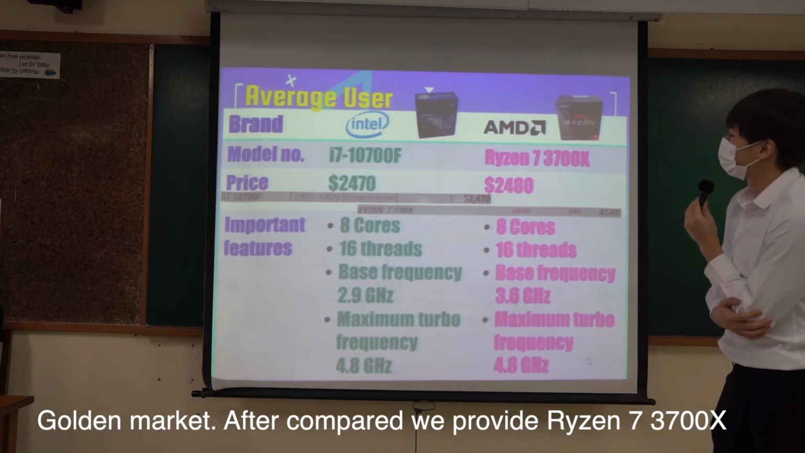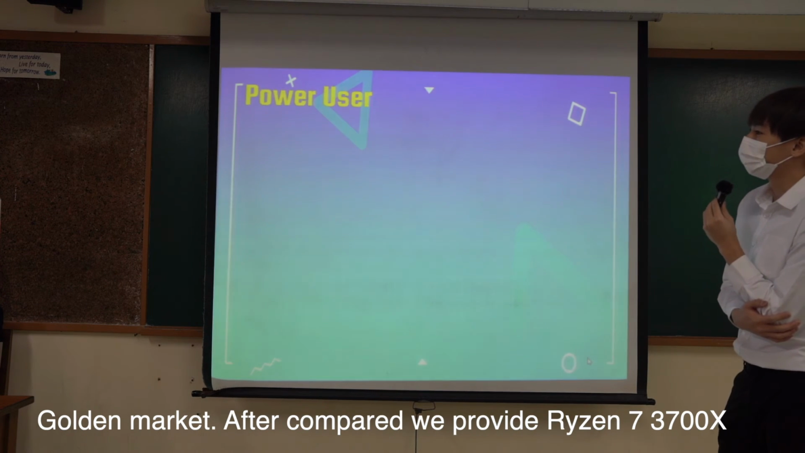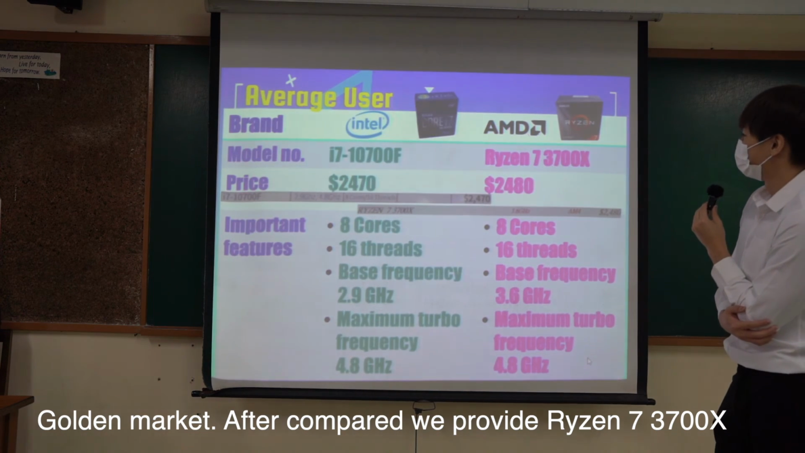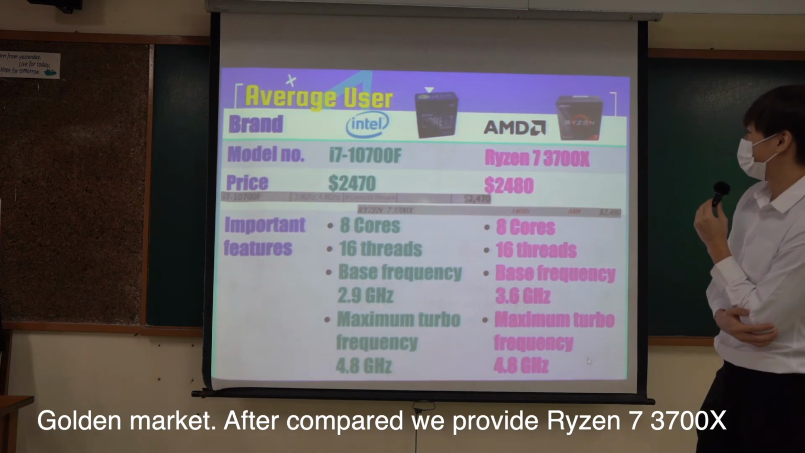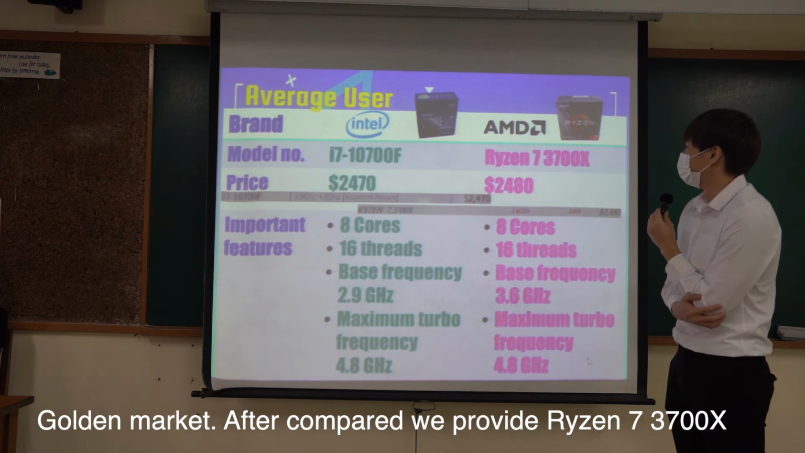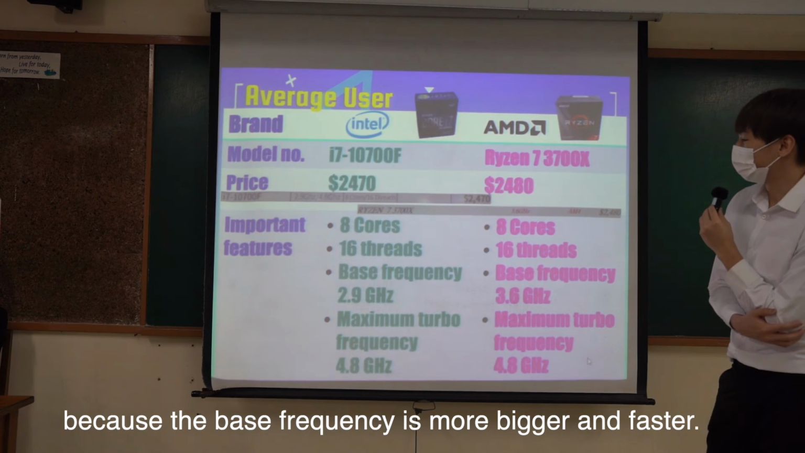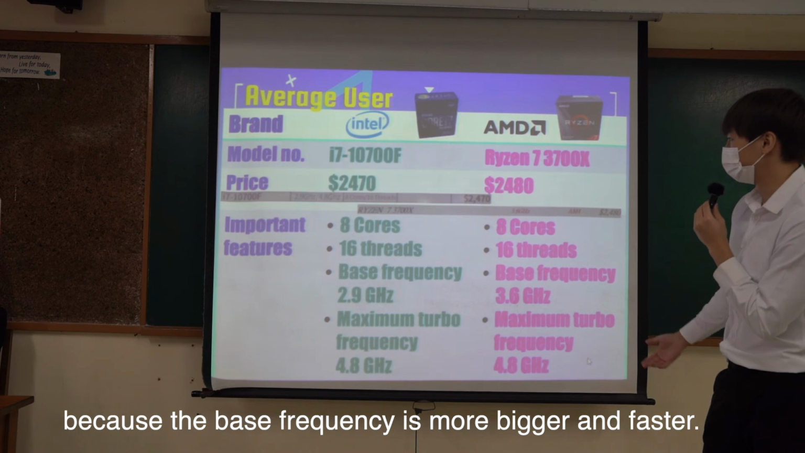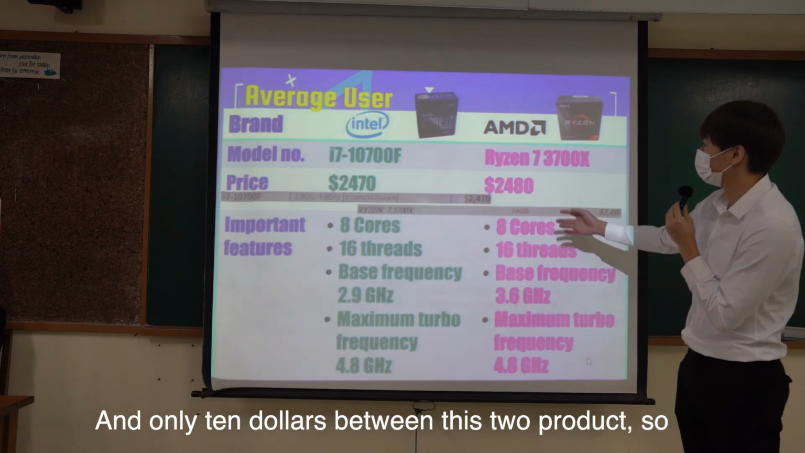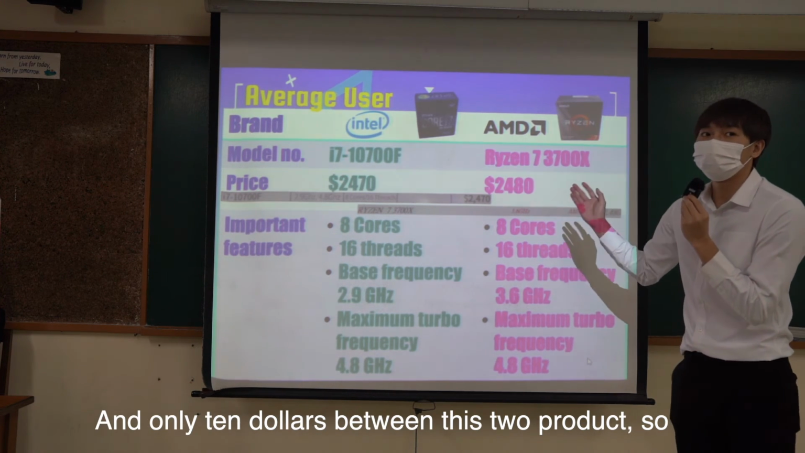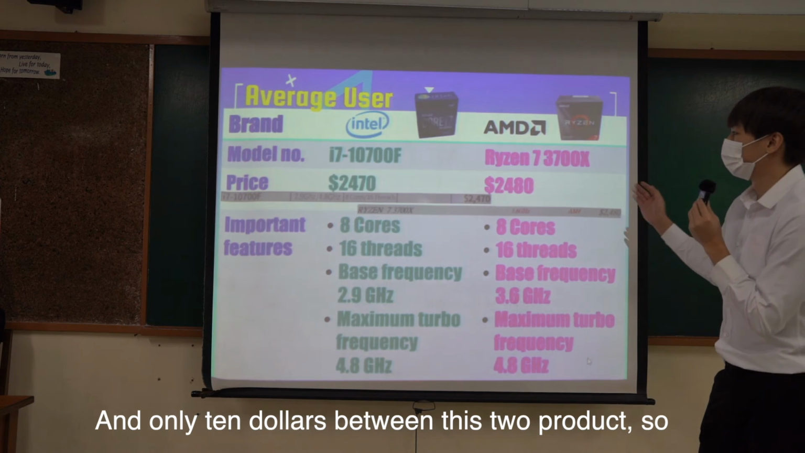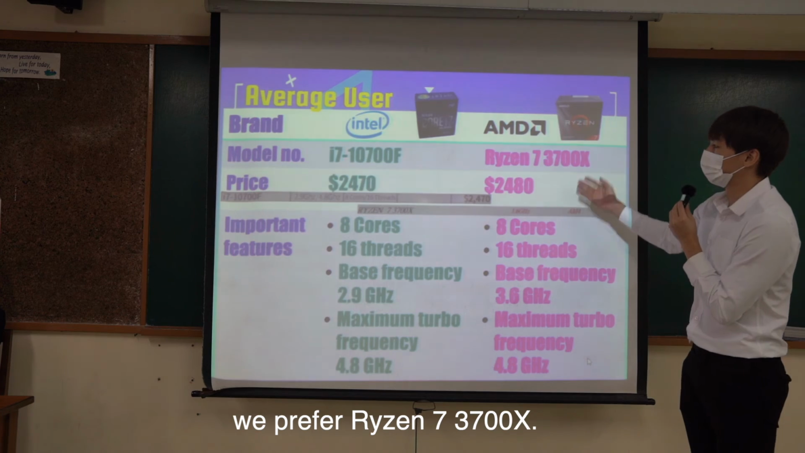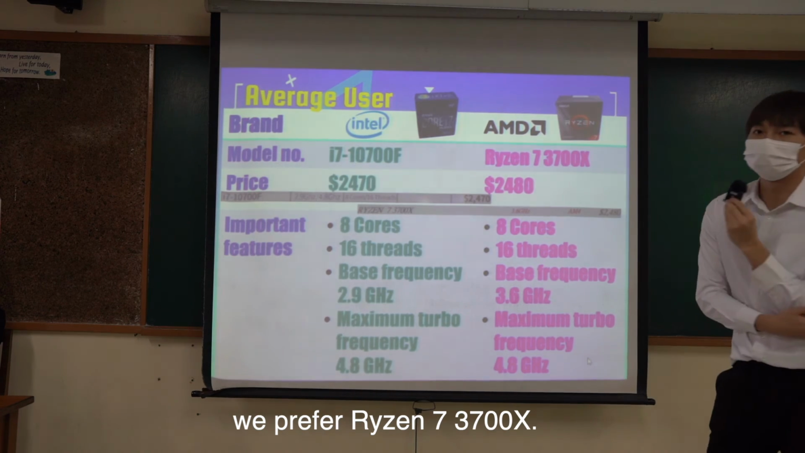And after comparing, we recommend the Ryzen 7 3700X because its basic frequency is higher and faster, and there is only a $10 difference between these two products. So we prefer the Ryzen 7 3700X.